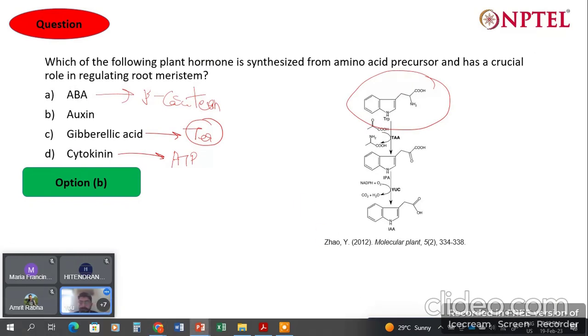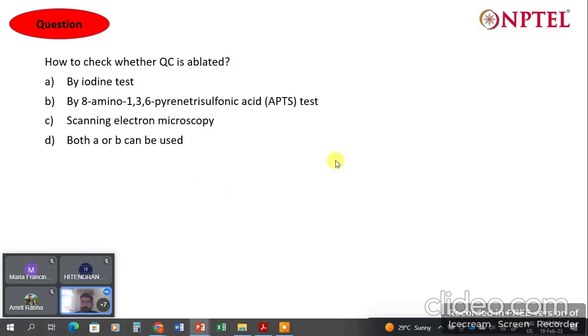Let's move on to the next question. I hope everyone is able to see the question. The question states: how to check whether the QC, that is the quiescent center, is ablated? By ablation we mean that the cell is not working and is not present at its destined location. The options are the iodine test, the APTS test, scanning electron microscopy, or both of these. Can anybody take a guess?